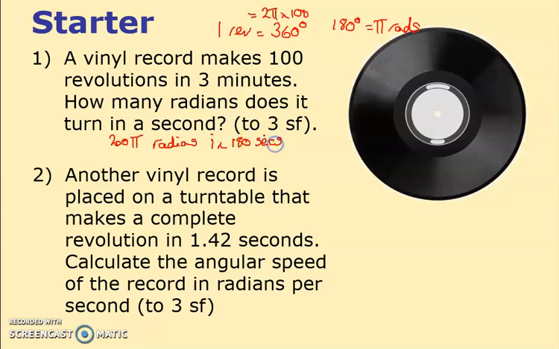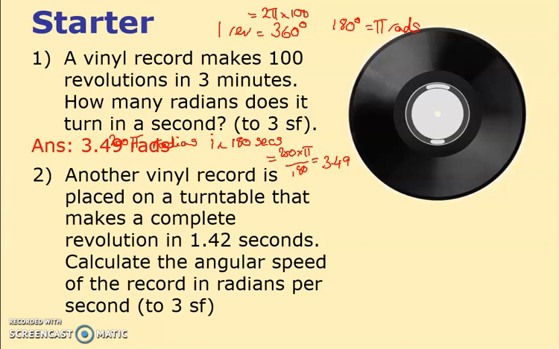So if I want to know how many radians it turns per second, I'm going to do 200 times by pi divided by 180. So this is 200 times pi divided by 180, and I get 3.49 rads per second.